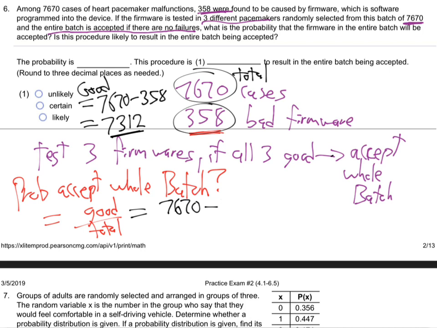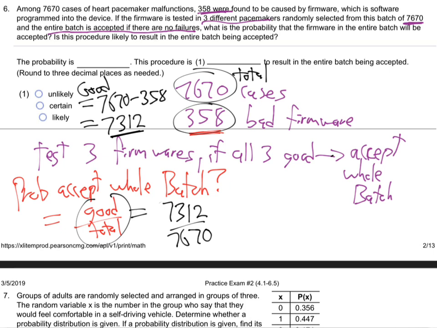7312 good ones. Okay. So then the chance you're going to get a good one is 7312 out of 7670. The total is on the bottom, of course. That's how many good out of total. It's likely. Most of them are good, right? Makes sense that that's a fraction close to 1. Most of them are good.